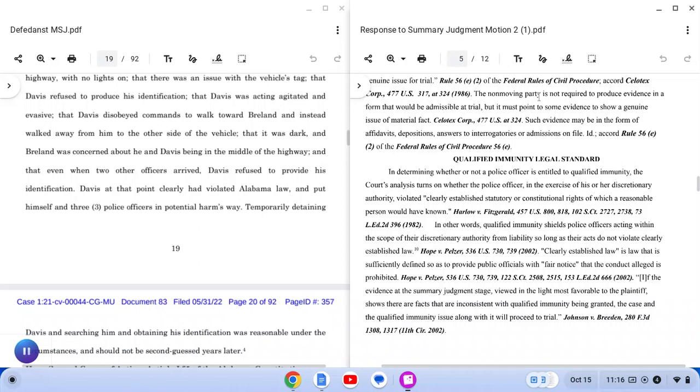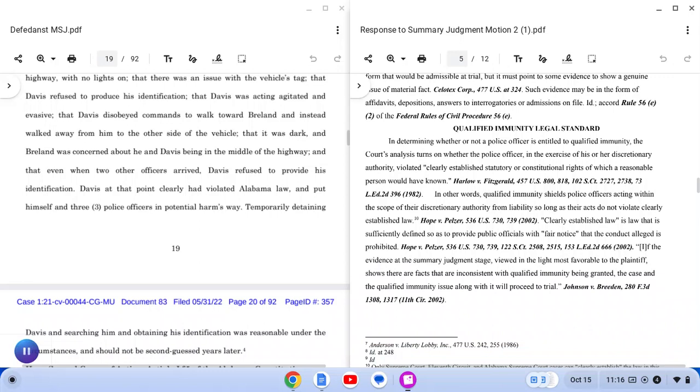The non-moving party is not required to produce evidence in a form that would be admissible at trial, but it must point to some evidence to show a genuine issue of material fact. Such evidence may be in the form of affidavits, depositions, answers to interrogatories, or admissions on file. See all of this? This is easy, y'all.